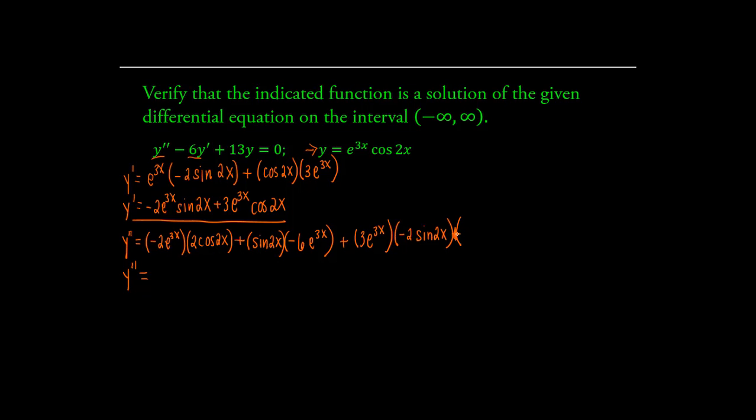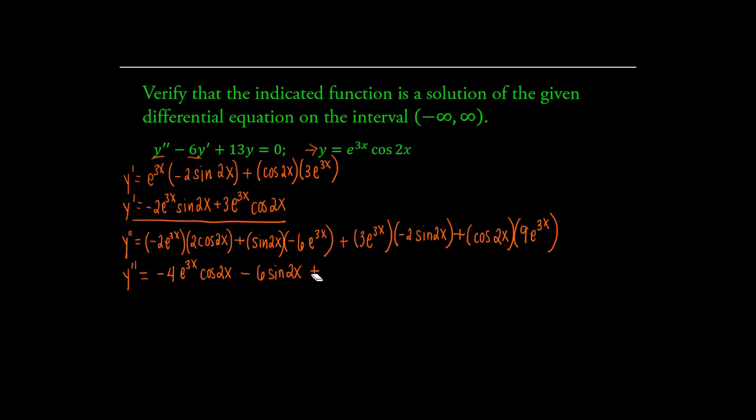And we're going to add holding cosine 2x. And then take the derivative of 3e to the 3x, which is 9e to the 3x. So now we're going to simplify all of this wonderful math goodness. And that gives us negative 4e to the 3x cosine 2x minus 6 sine 2x.